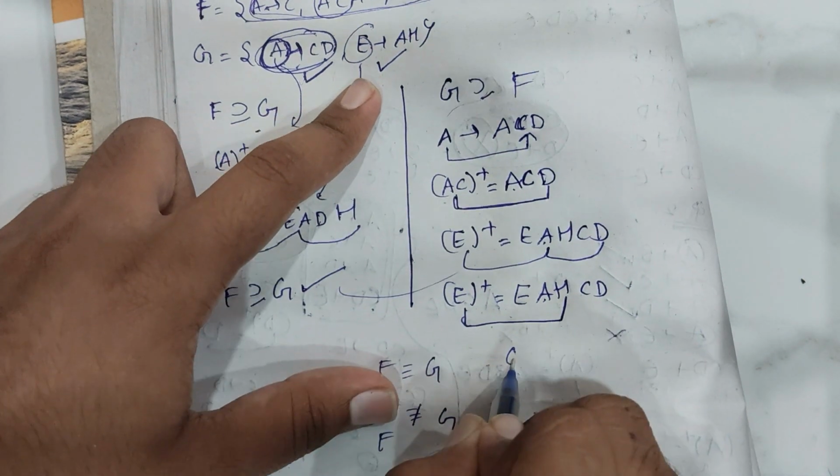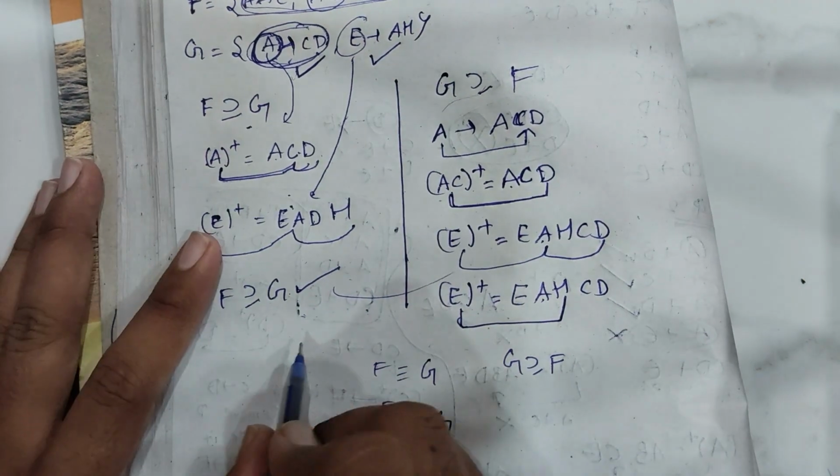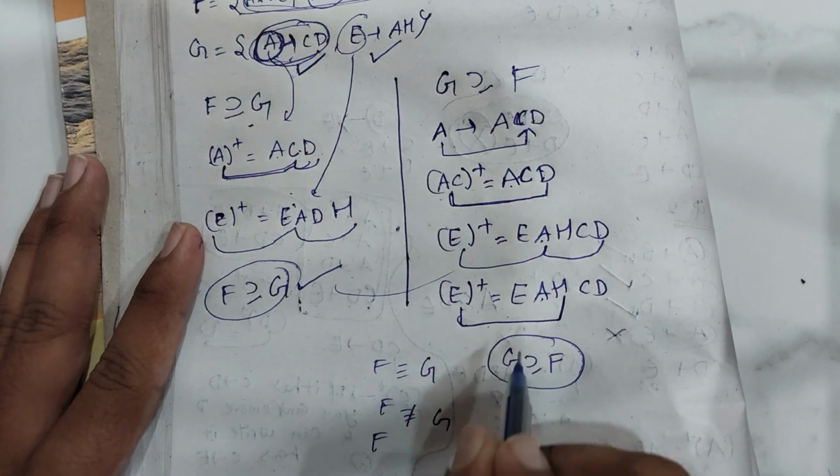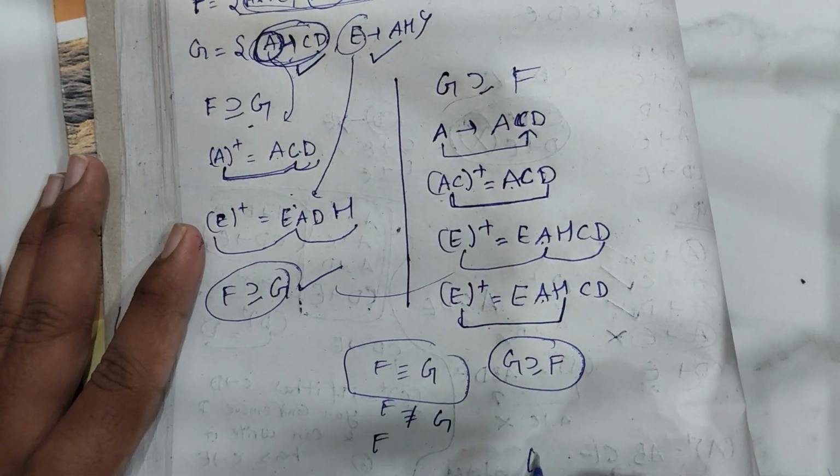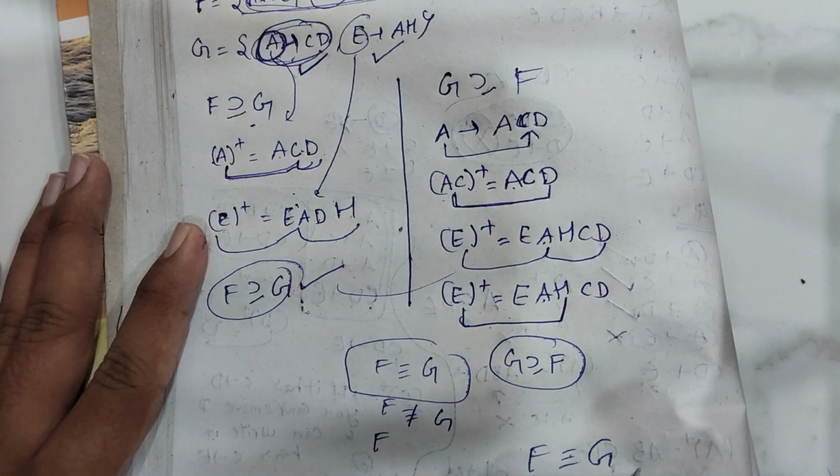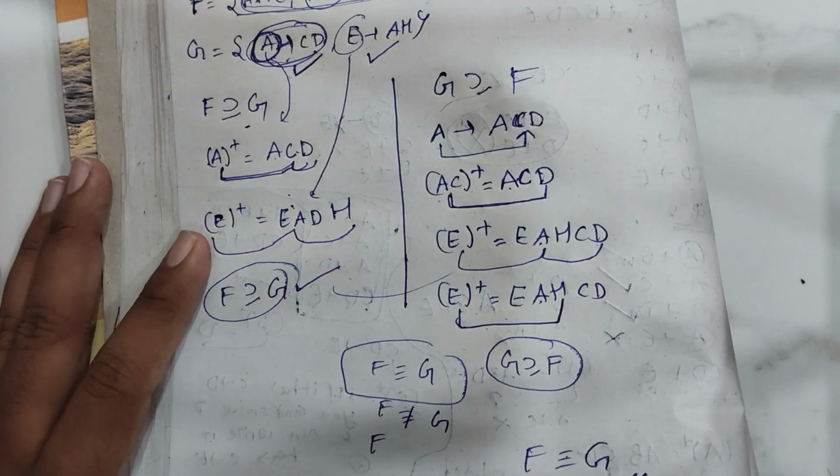So G is covering F, and F is covering G. Therefore, F is equivalent to G. That's it. I hope you understand.